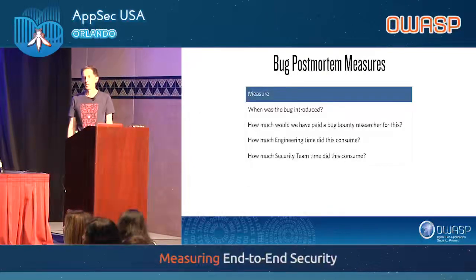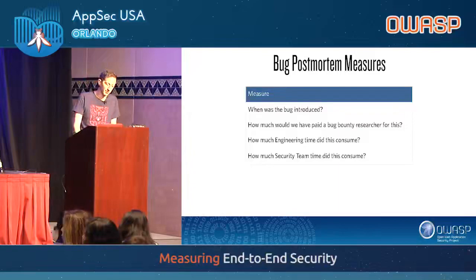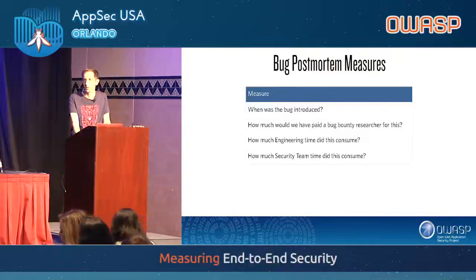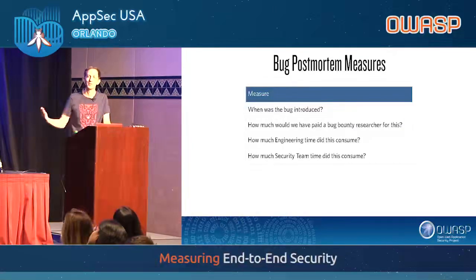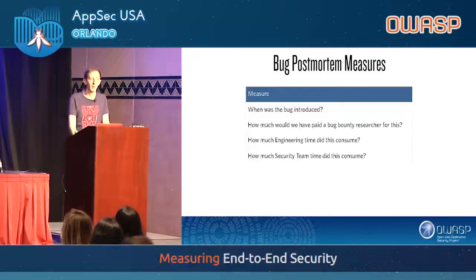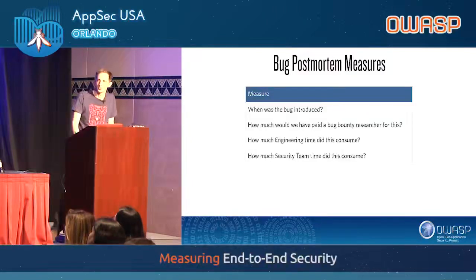And so what are we going to be measuring with this process? Well, the first thing is, when was the bug introduced? We're either going to dive into GitHub, or we're going to talk to the developer teams, and figure out when this bug was born. How much would we have paid a bug bounty researcher for this? Instead of using P0, P1, we're going to assign a number. We're going to go through our taxonomy and say, if this was reported by a third party, how much would we have paid?